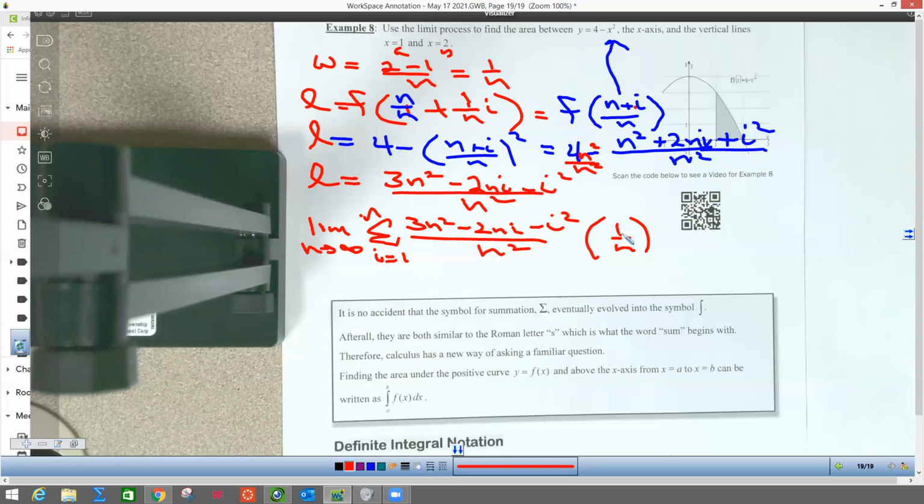Now, I'm going to take this 1 over n and that n squared out front to simplify my problem. So I'm going to have the limit as n goes to infinity. And then I've got my 1 over n, but I'm also taking this n squared with it, so that's 1 over n cubed. And then I got the summation of i going from 1 to n of this 3n squared minus 2ni minus i squared.